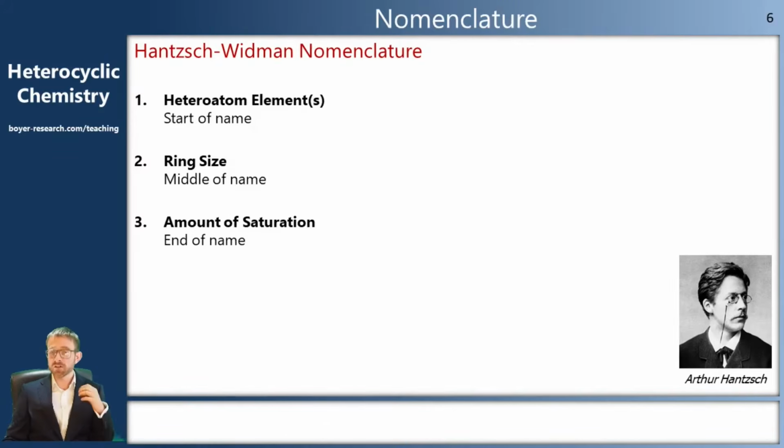So, to start off with, looking at the Hantzsch-Widman nomenclature, in order to name a heterocycle, we really need to know three different things. We need to know what the heteroatoms present in the ring are, how big the ring is, and how much saturation there is, how many double bonds there are in the ring.